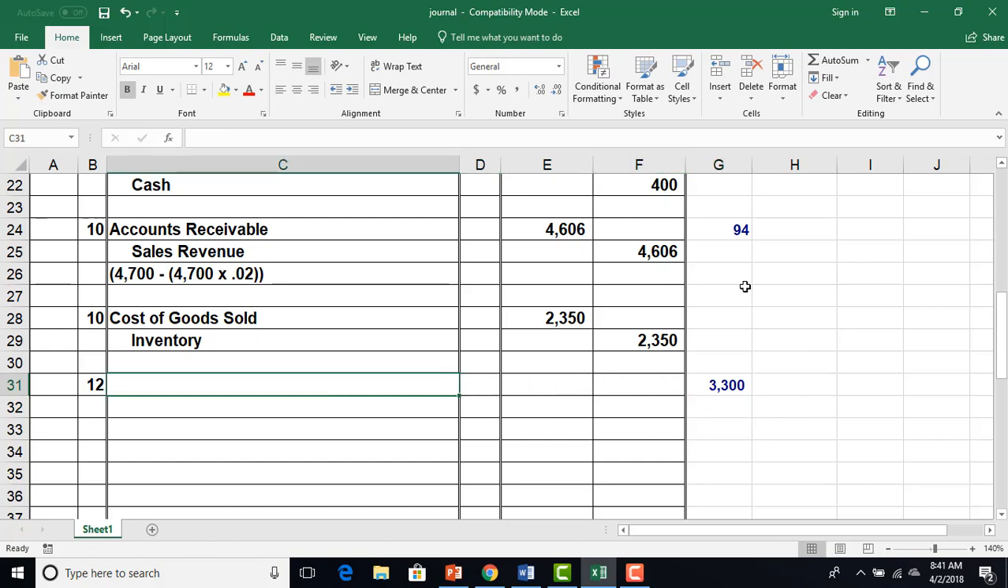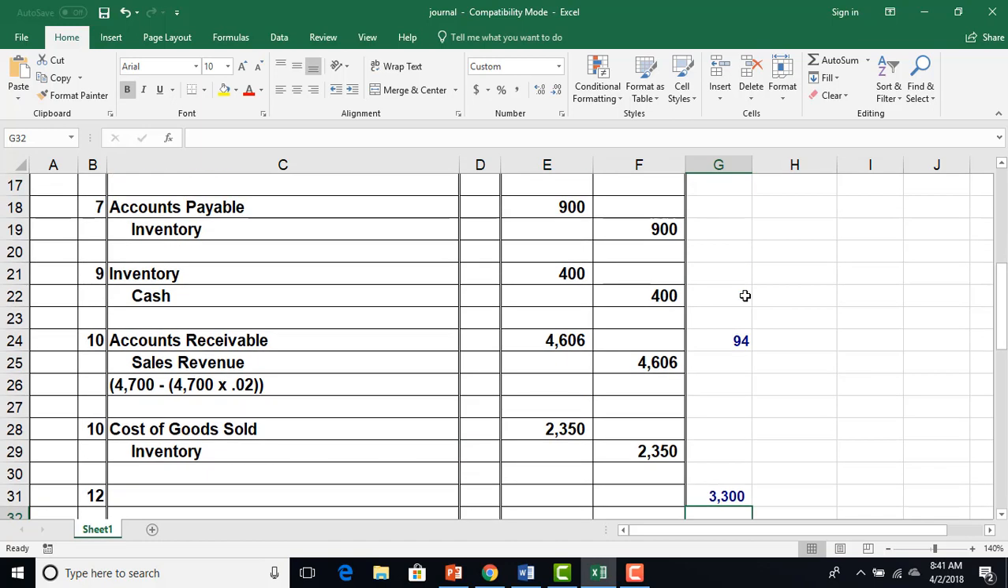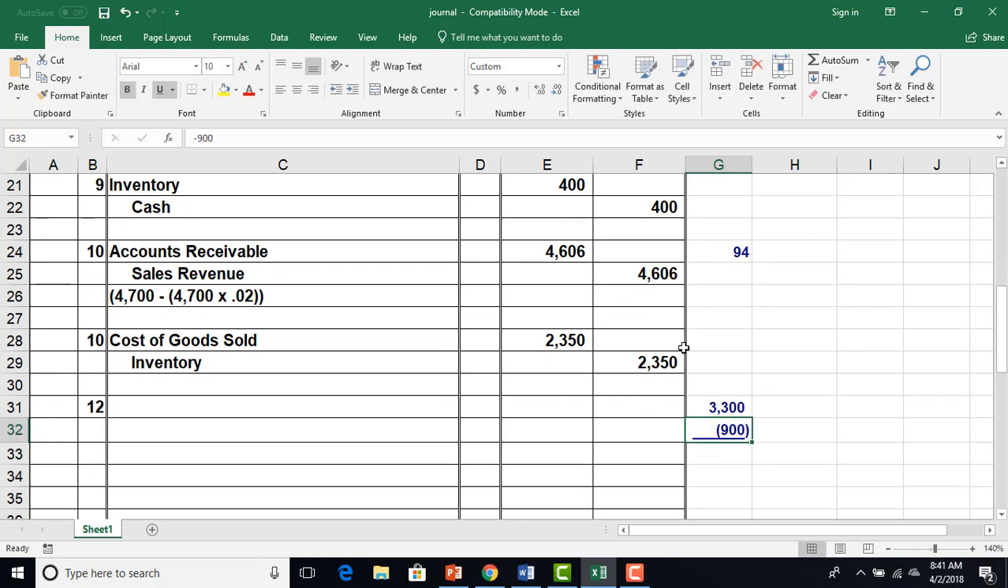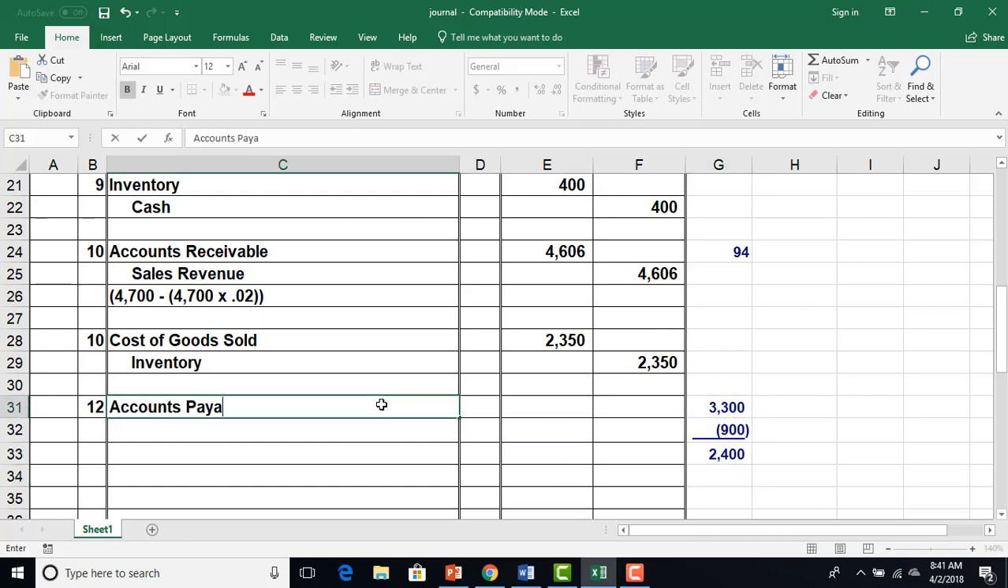The next thing I need to do is subtract out my return amount, because I reduced that account payable by 900. So I subtract out that return amount of 900. The net amount that I owe right now, $3,300 minus that $900, is $2,400. So I need to debit accounts payable for $2,400 to remove that amount from the account.